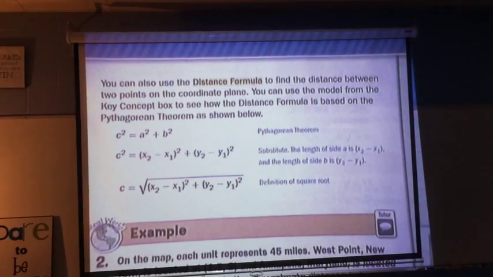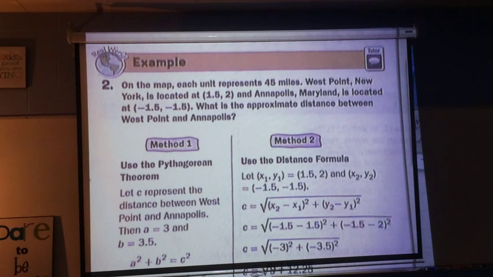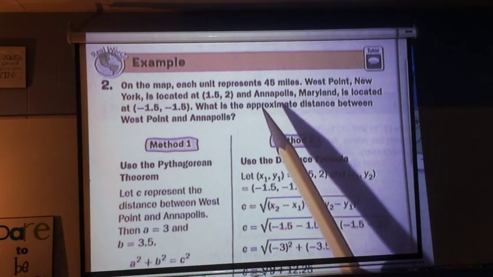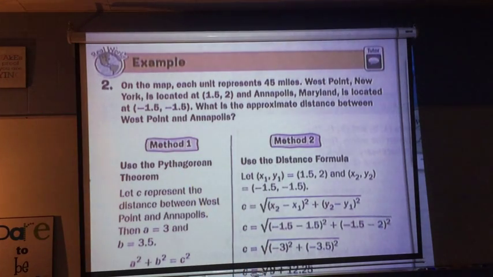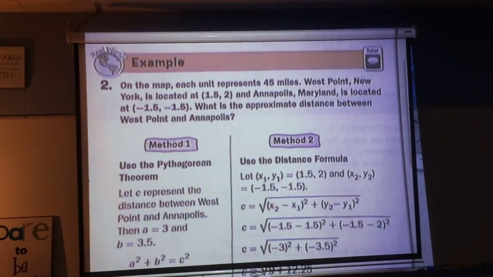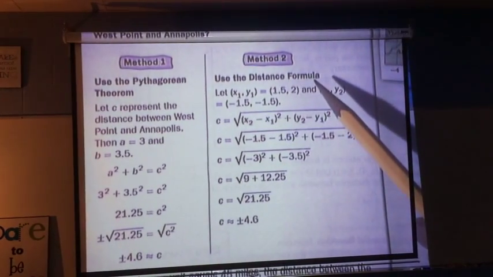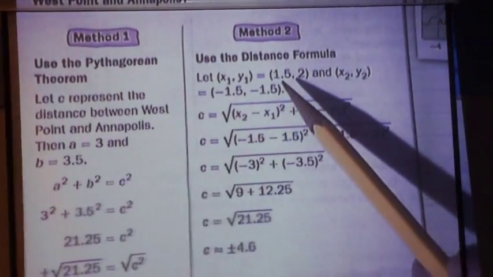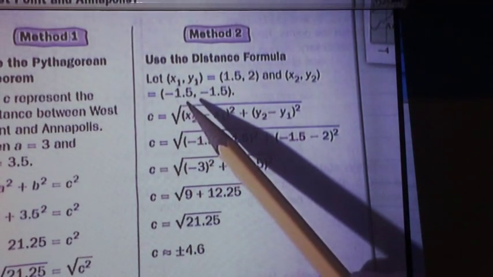So, let's try it. For example number 2, it says on a map, each unit represents 45 miles. West Point, New York is located at (1.5, 2), and Annapolis, Maryland is located at (-1.5, -1.5). We're going to try to locate the approximate distance between West Point and Annapolis. If we use our new formula, the distance formula, x1, y1 would be the ordered pair (1.5, 2), and x2, y2 would be the ordered pair (-1.5, -1.5).